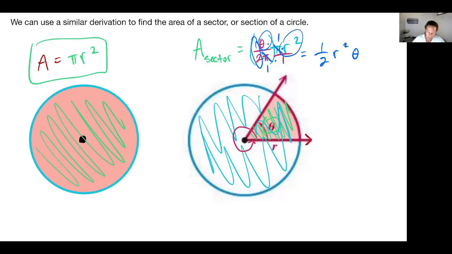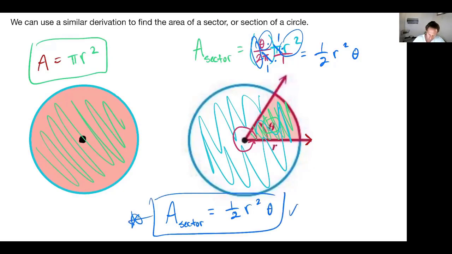So our next equation that we have to memorize is for the area of a sector or section, part of an entire circle. And we said that that would be 1/2 r squared times theta. But again, that only works if and only if we are using what for theta? Radian angle measurements.